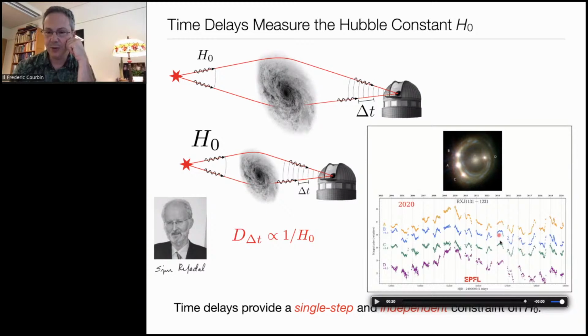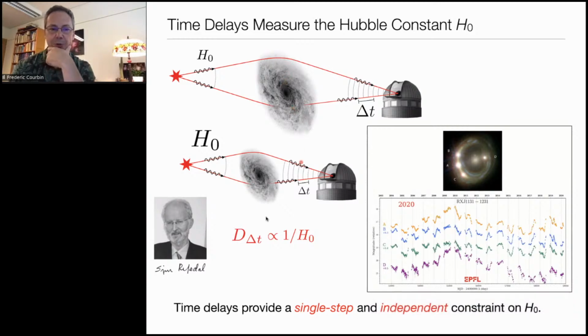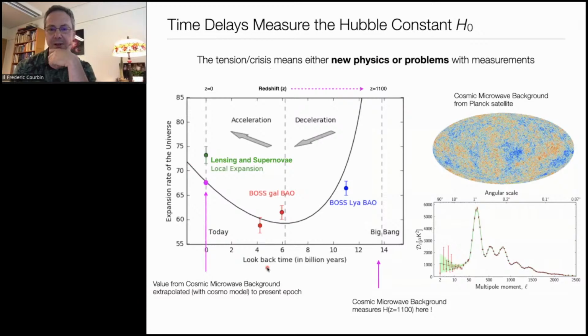So let's say images A, B, C don't have a delay visible by eye on this image, but the longer delay between image D and the others can be seen by eye. For example, here you have a bump, and you have the same bump here 90 days later in image D. So you measure the delay, you have a lens model, you measure H0. Why would you do this at all? Because of the H0 tension.